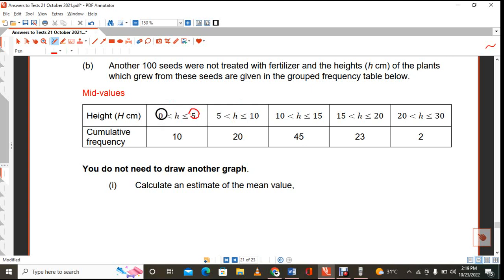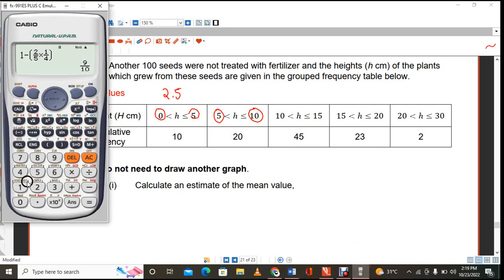You add 5 plus 0 and you divide by 2. In this case, it will be 2.5. So simply say the average in that group is 2.5. The same on this side, we're going to say 10 plus 5. Okay, that gives you 15.